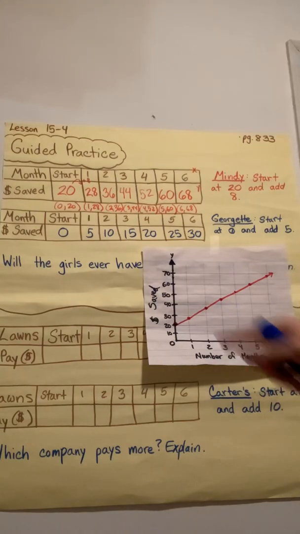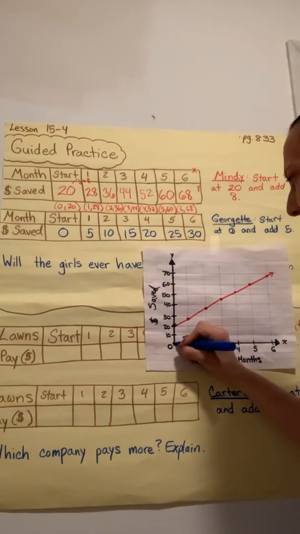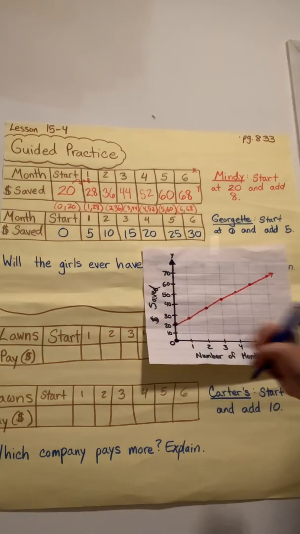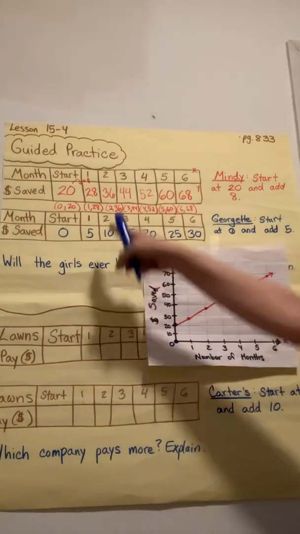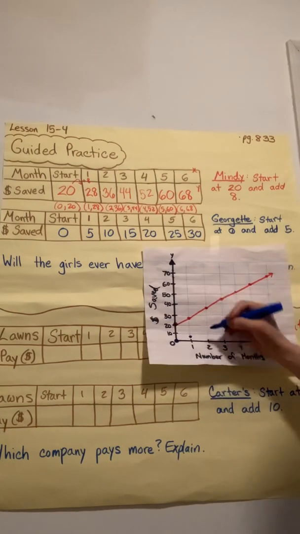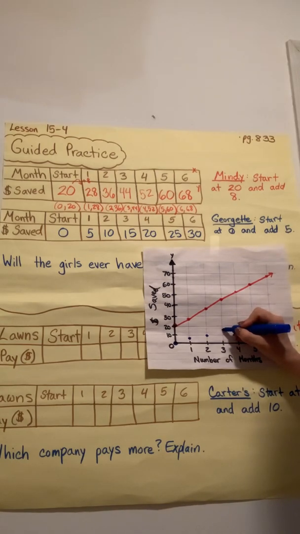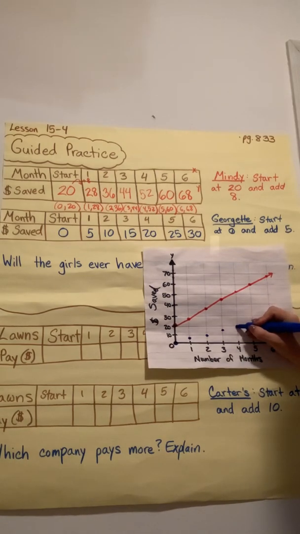Okay, now I'm going to do the same thing here. Okay, Georgette started at 0, so that's the origin right there. No months, no money. Okay, 1 month she's at 5, so halfway to 10. The second month she's at 10. The third month she's at 15, halfway. These are nice and easy.